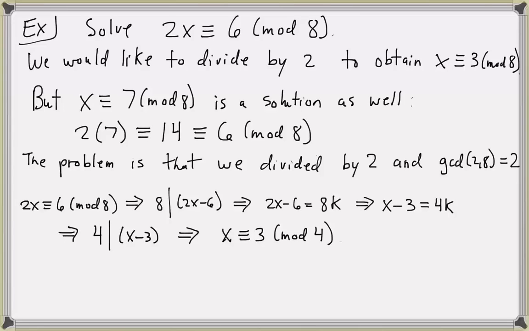So in the original congruence, 2x is congruent to 6 mod 8. If you want to divide by 2 here, you actually have to divide the modulus by 2 as well. And we see that the full solution is any integer x that's congruent to 3 mod 4 will satisfy the original congruence. And if x is congruent to 3 mod 8 or 7 mod 8, those are both solutions that are equivalent to x congruent to 3 mod 4.